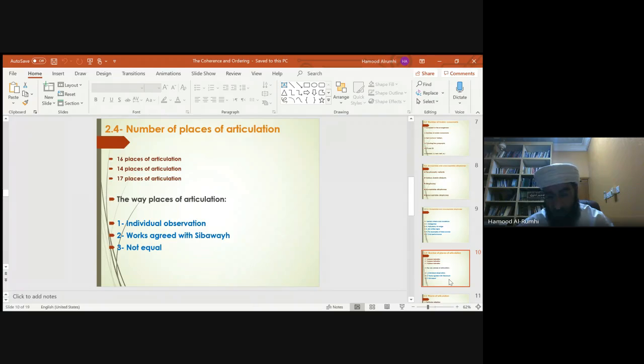There was a third view adopted by some scholars of Tajweed who argued that there were 17 places of articulation in Arabic because they added the place of articulation called al-jawf, exactly for long vowels.